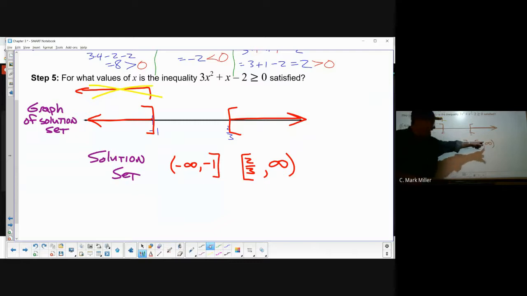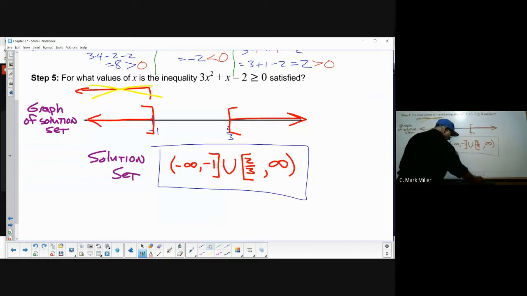Notice positive infinity and negative infinity always get the rounded parenthesis, never the square bracket. They are not a number. They're sort of a concept, right? There's not a number out there called infinity. And in the middle, you've got to say this or that. The way you do that with sets is the union. You've got to have that union sign in the middle. And so this is the solution set.